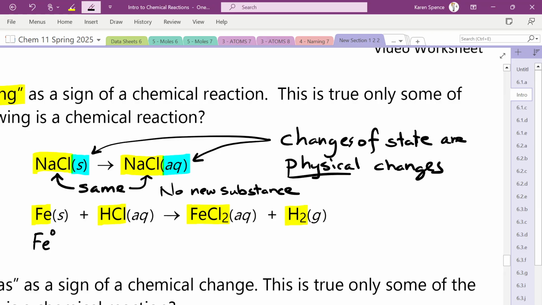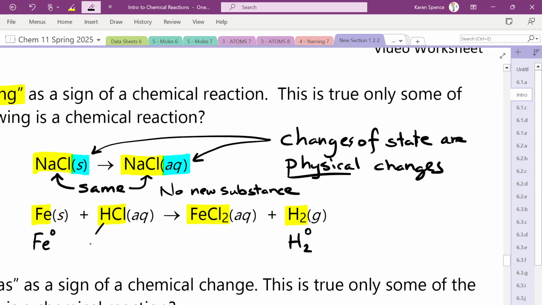Any element by itself, unless it has a charge written at the top, in which case it's an ion. If it doesn't have a charge written at the top, its charge is 0. Okay, so that iron is 0. That means that this H2 over here also has a charge of 0. It's an element, it's on its own, it doesn't have a charge written beside it, so it's not an ion, it is just 0.